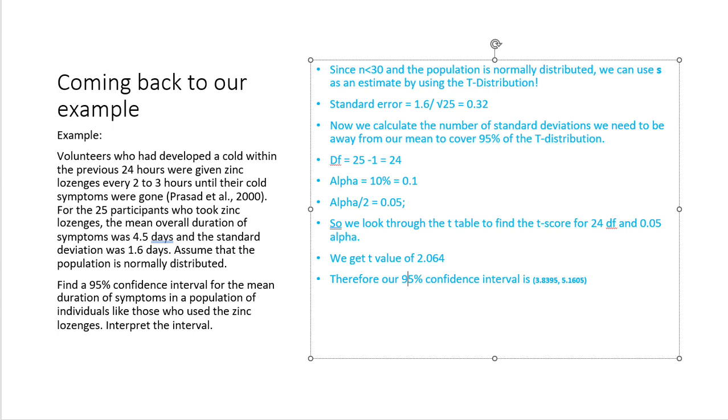So you just have to know when you can use what as an estimate. You just have to know these conditions: when n is less than 30, we can use a t-distribution. Remember, for a t-distribution, the population has to be normally distributed. Otherwise, we can't use a t-distribution. So if the population is not normally distributed, we can't use a t-distribution. So just remember the conditions and it should be all good.